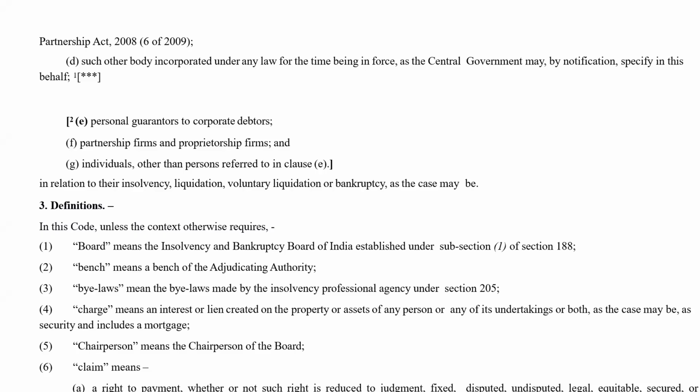So personal guarantors to corporate debtors, partnership firms and proprietorship firms and individuals other than persons referred to in clause E. So it says it will apply. Section 2 says that the provisions of this code shall apply. So why are they saying shall apply? Because whenever they are notified. In section 1, what have we read? In section 1, we have read that different dates may be appointed for different provisions.